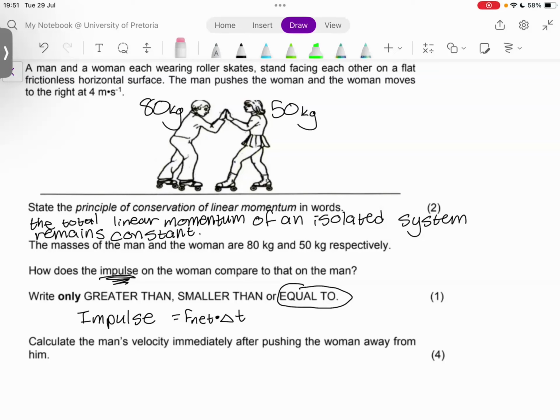Somebody asked, if the question asked about the momentum, would it be smaller since its mass and velocity? Yeah, you could say it's smaller, but you'd also have to do calculations to back it up.